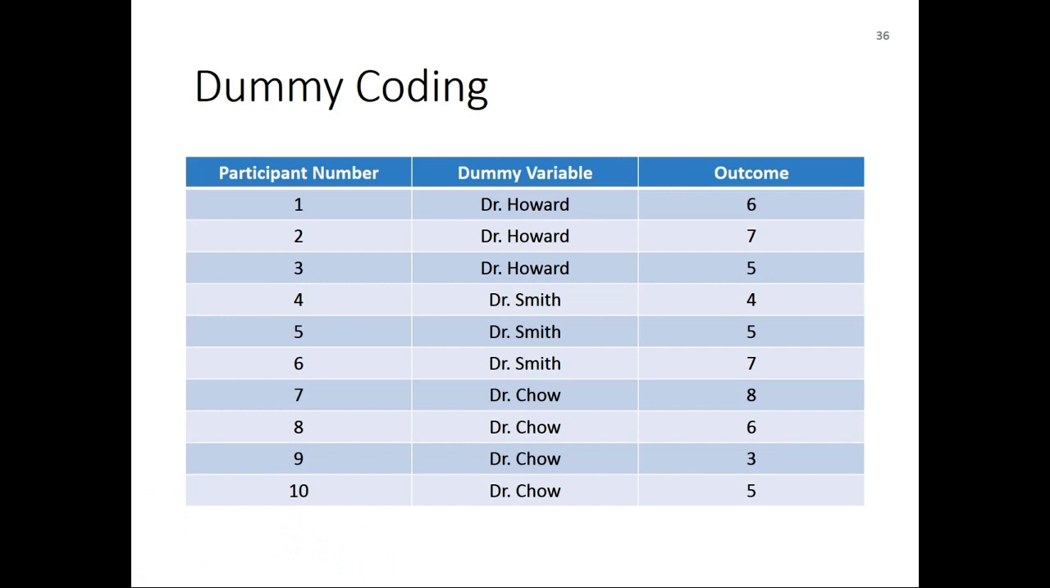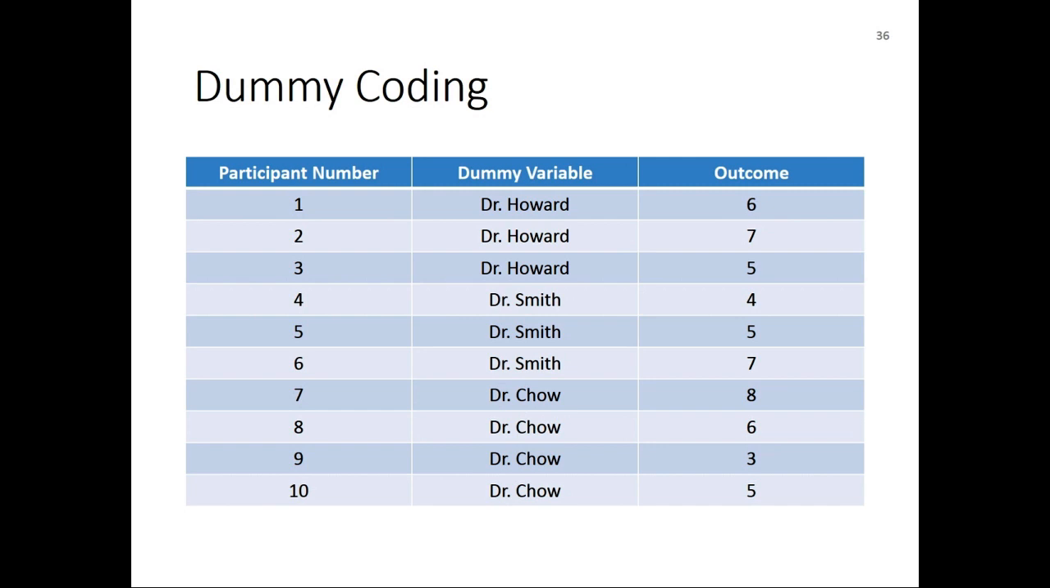Here might be what our data set looks like if we have more than two groups in our categorical variable. In this example, we have a categorical variable, which is professor, and we have an outcome, just like before.